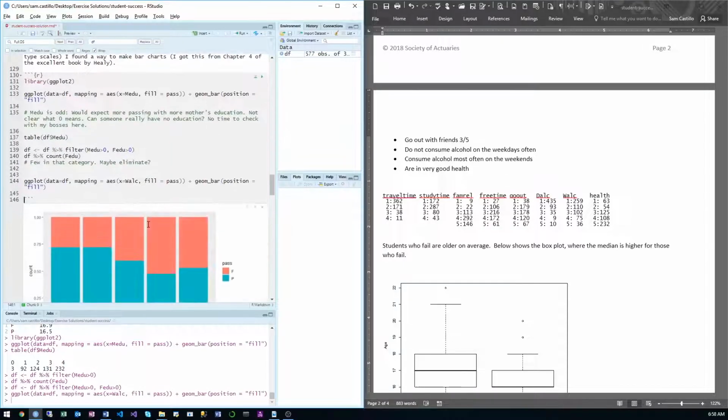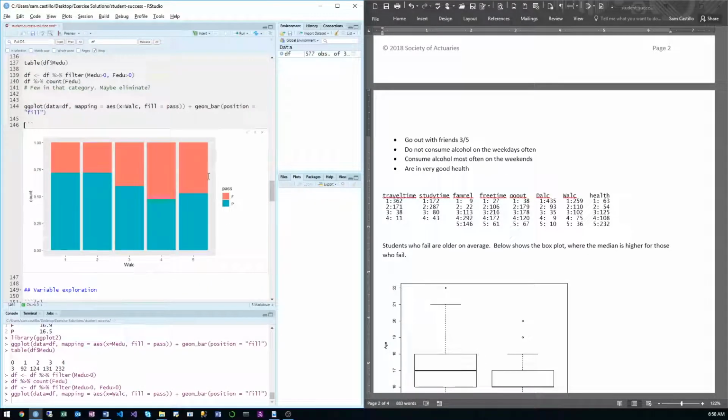Like, let's look at weekend alcohol consumption. I'm just creating graphs so that I can put stuff in the report. That's basically it.